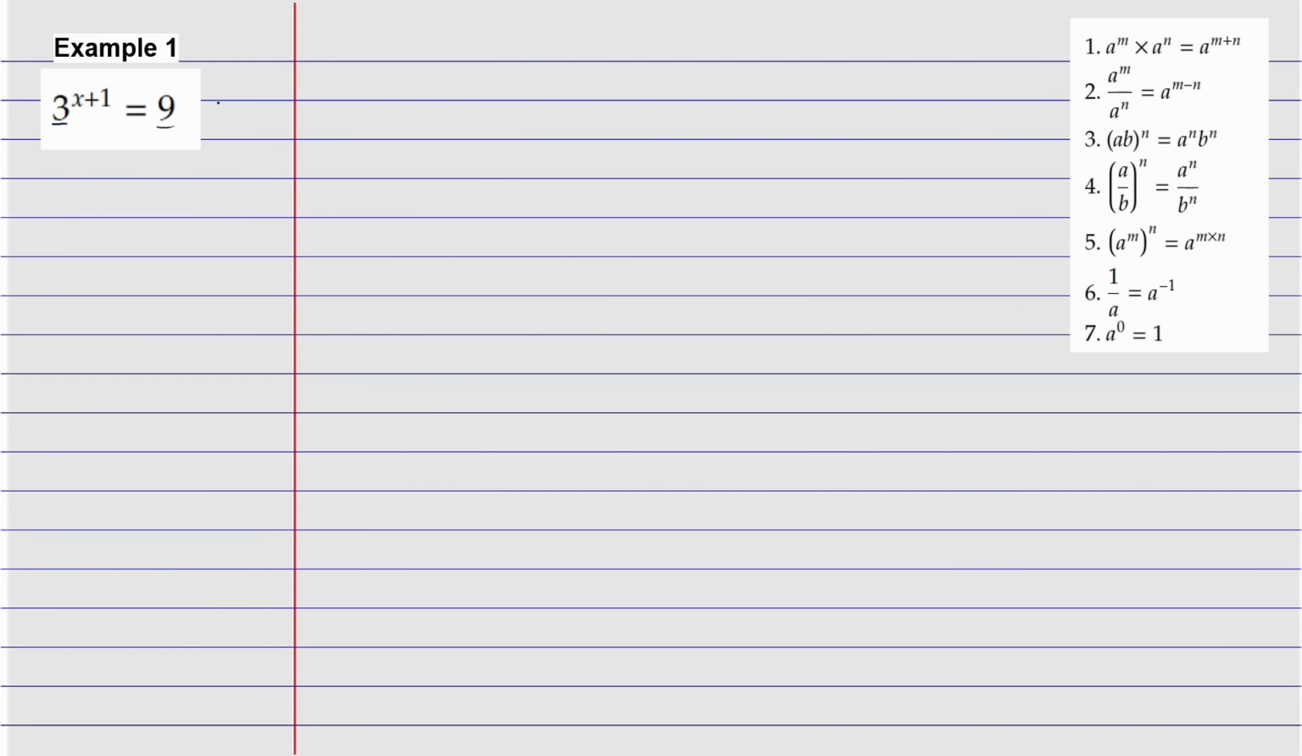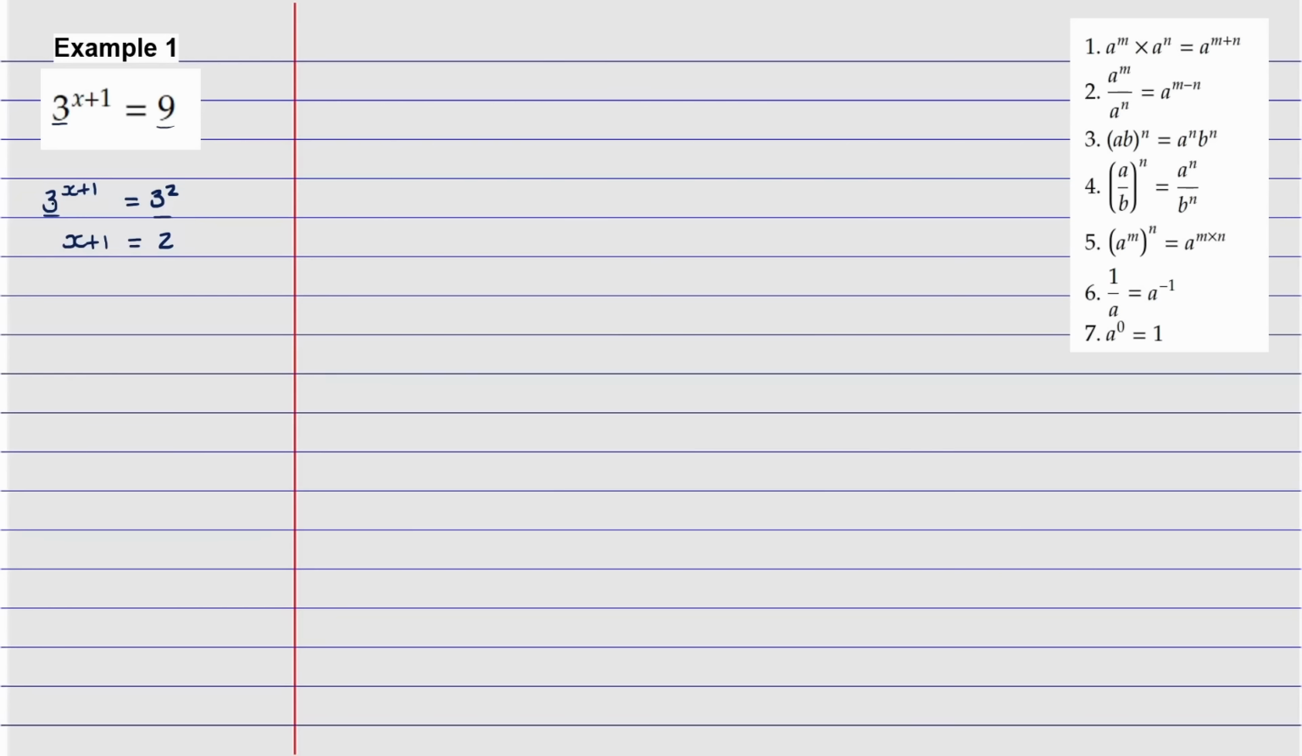So here we know the fact that 9 is what? It's 3 to the power 2, so it's the same as 3. Then it's going to be x plus 1 is equal to 3 to the power 2. So now since we have the same base, we can do what? We can actually drop the base and equate the exponents. So this is going to be the same as x plus 1 is equal to 2.